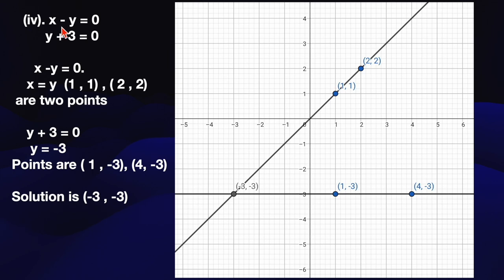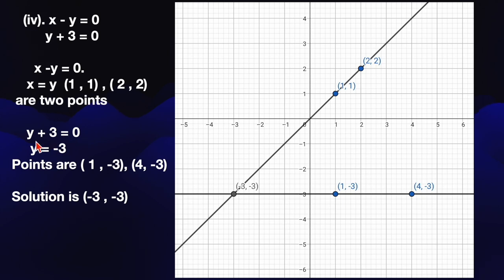Okay. This is the fourth sum, x minus y is equal to 0, y plus 3 is equal to 0. So here, take the first equation. Both are equal. x is equal to y. So if you take value of x as 1, y also will be 1. Take x as 2, y is also 2. You can take any point. If you take x as 4, y also will be 4. Okay. So let's plot this point. This is 1, 1. This is 2, 2. Join it. This is the first line.